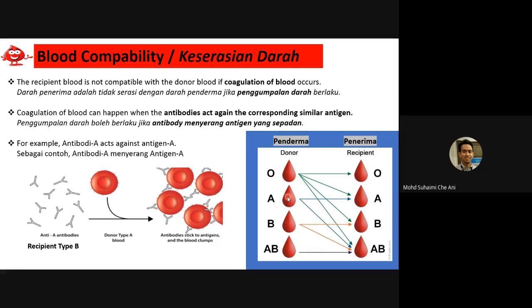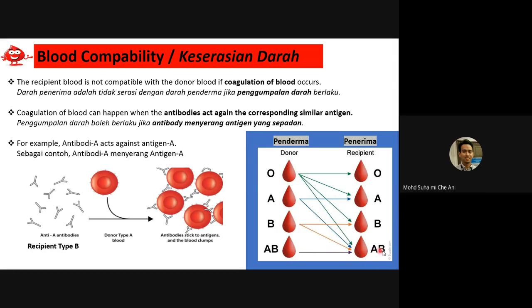so they can donate to all other groups. Inside A, you will have the antibody B. So they will not like B, so they cannot donate to B. They can only donate to A and AB. B can donate to B and AB. AB only can donate to AB.